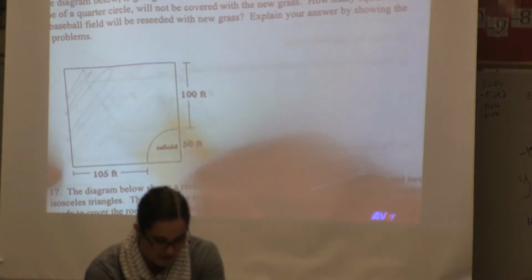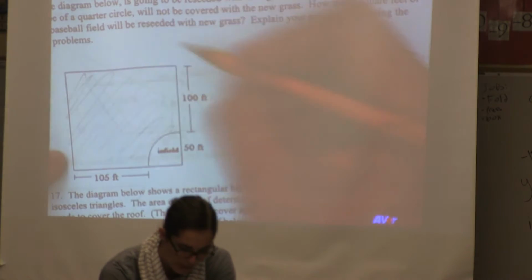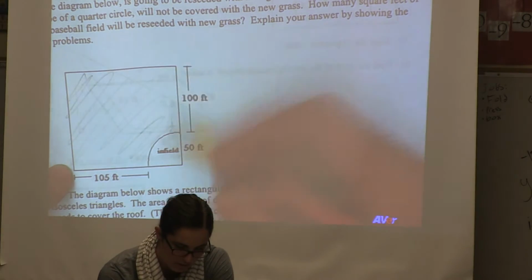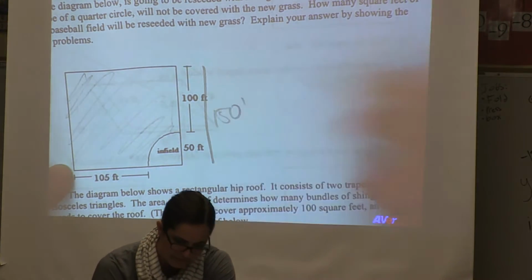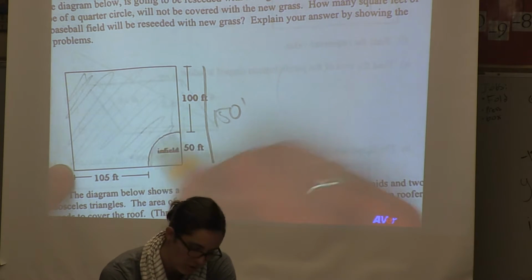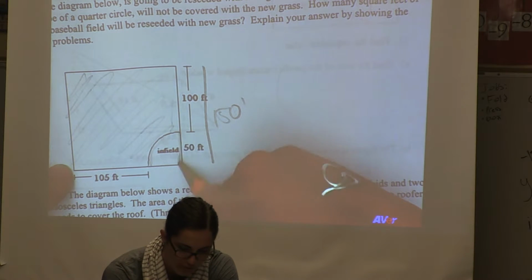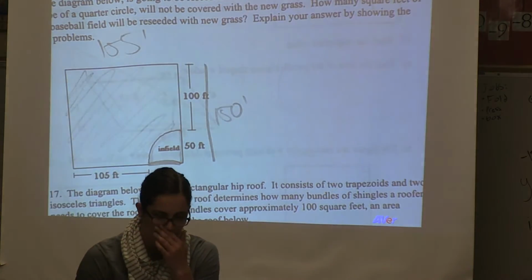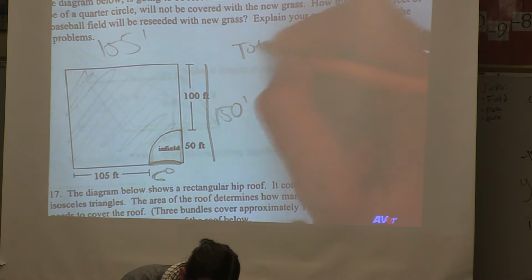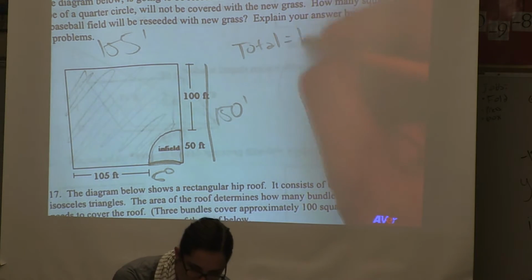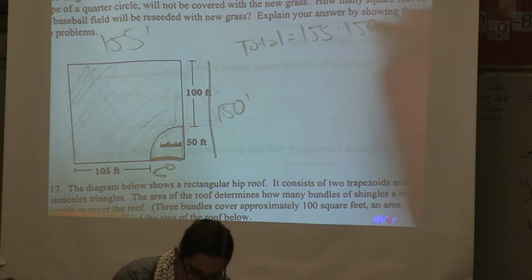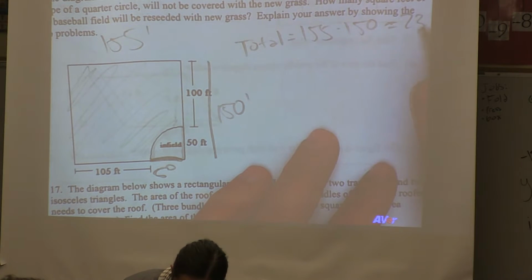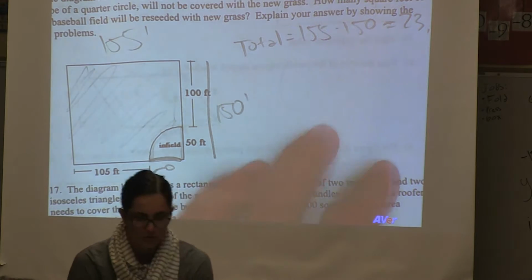I need to find the area of that whole piece. So I need the area of this rectangle. I'm sorry, it's not a square. This side I can easily see as 150 feet. This is a quarter of a circle. So if this is 50 feet for the radius, how long is this side? 50 as well. So my rectangle is 155 feet by 150 feet. So the total area is 155 times 150, which is 23,250 square feet.